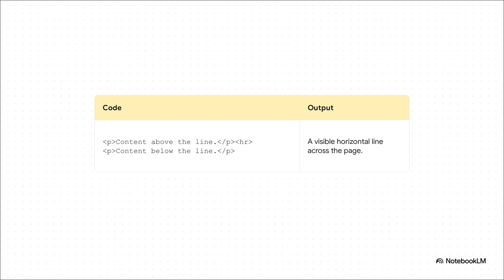You can have a paragraph of text, and then you just drop the HR tag in on its own line. The browser knows exactly what to do. It draws a clean, horizontal line right there. It's an instant visual separation.